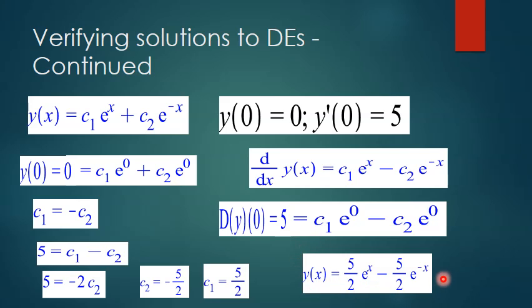This is one particular solution where this solution goes through 2 points that I'm looking for, forces the function to go through 0 at x equals 0, and forces the derivative to go through 5 at x equals 0. And that gives us one particular solution.